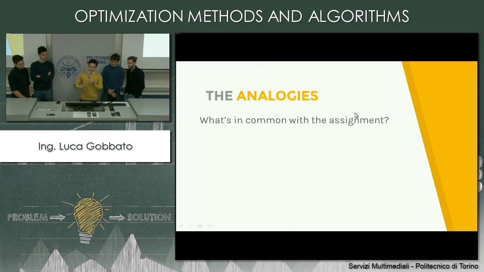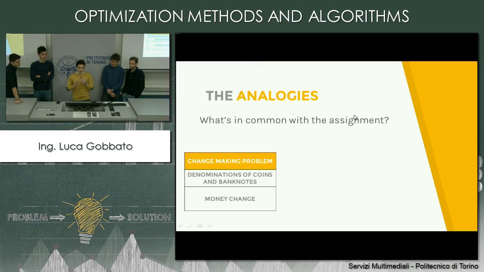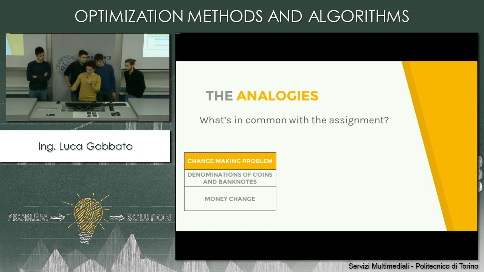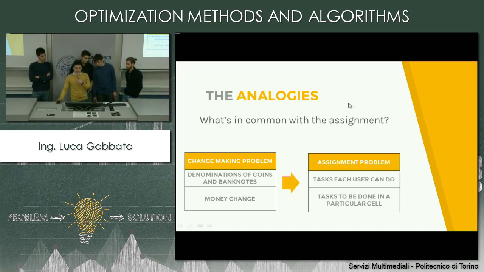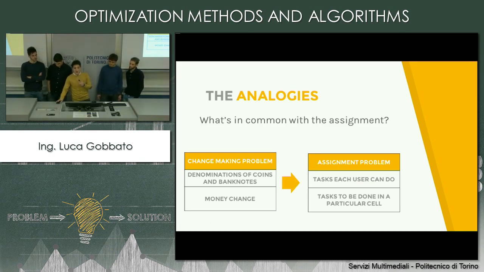Back to business. What's in common with our assignment? First of all, in the change-making problem, we have a precise set of coins and banknotes that we can choose from. Second, there is a precise change to reach. In our assignment, in fact, there is a precise number of tasks each user can perform and a certain number of tasks to be done in each cell.